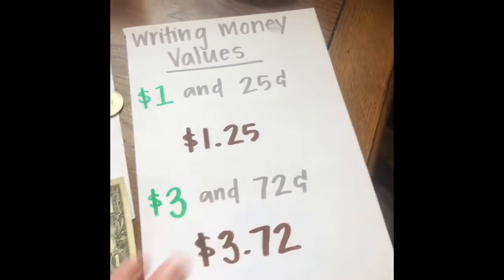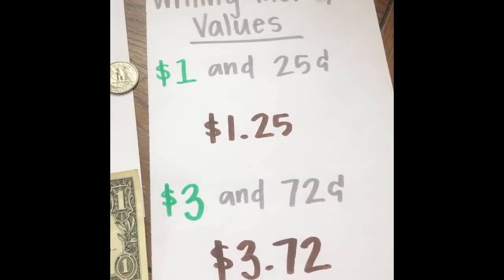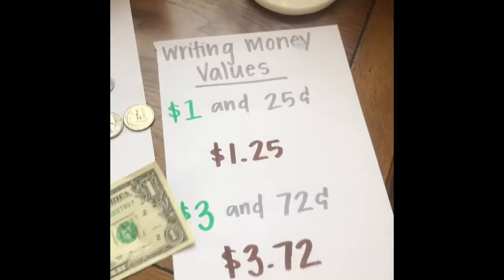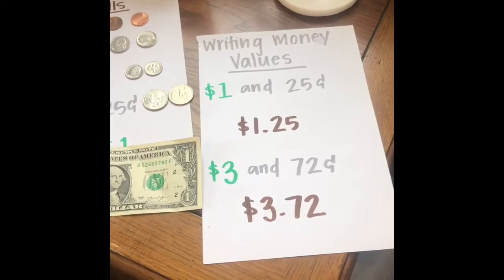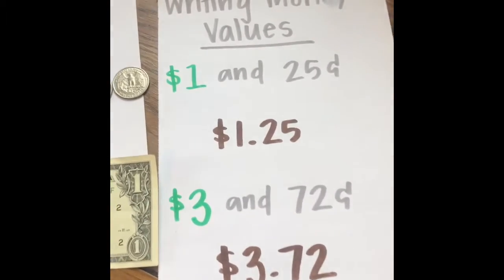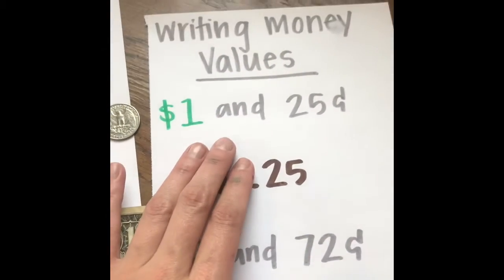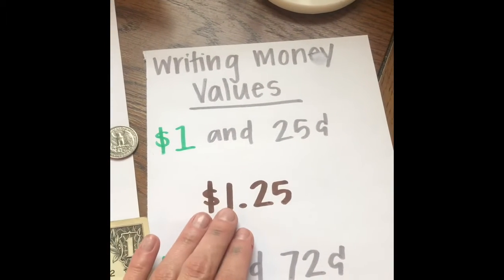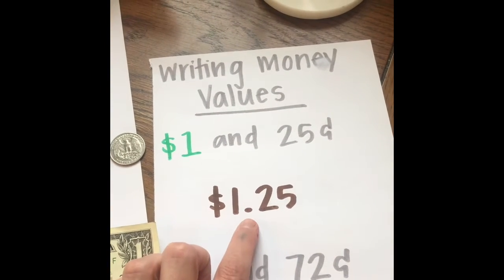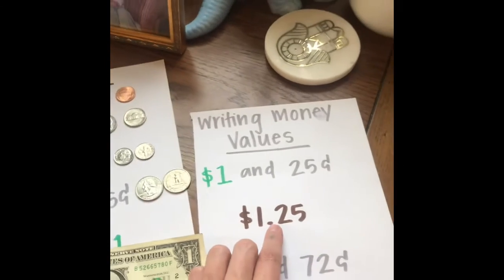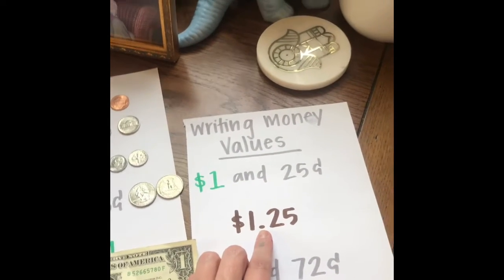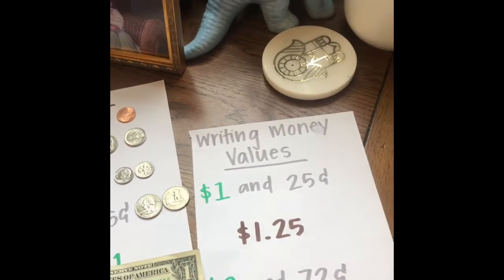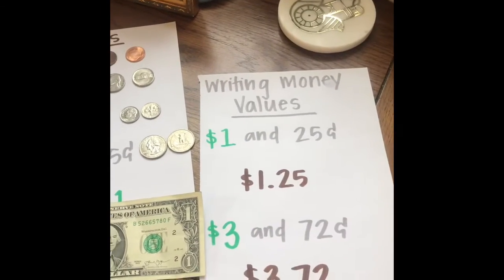And then as far as writing money values go, you may have to do this on IXL, so I want you guys to be familiar with it. If you have $1 and 25 cents, how you would write that is you would write $1 and then a period or decimal, then 25 cents. So this period or decimal is basically taking the place of the word and. So $1 and 25 cents.